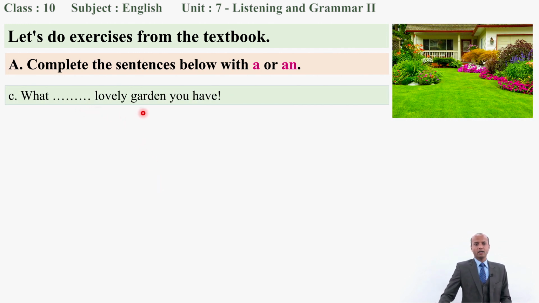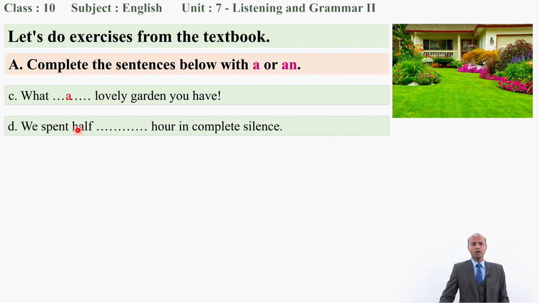What a lovely garden you have. What should be there? Yes, a lovely garden, because there is an L sound before lovely. Good. We spent half an hour in complete silence. What should be there? Definitely an hour. So there are some words, for example heir, honour, honest, although they begin with the letter H, they are not pronounced like H. The H is silent. That's why it should be pronounced as hour, an hour.